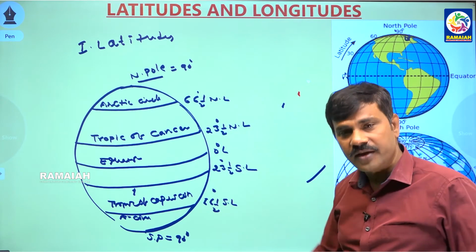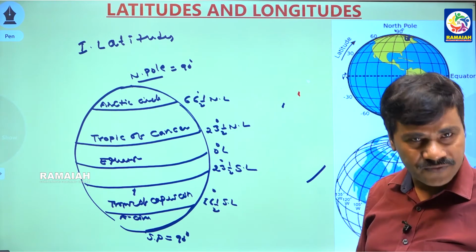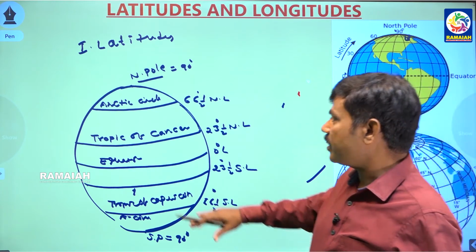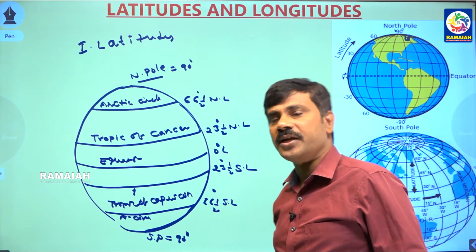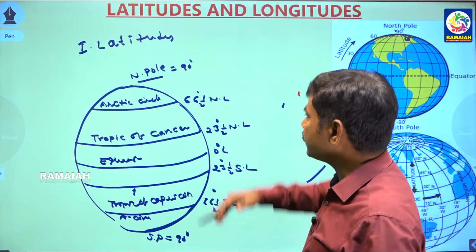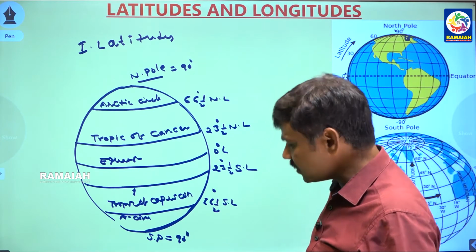These are 7 very important latitudes on Earth's surface. By these latitudes, we measure the climate system, temperature, and also forest areas and the rainfall system.